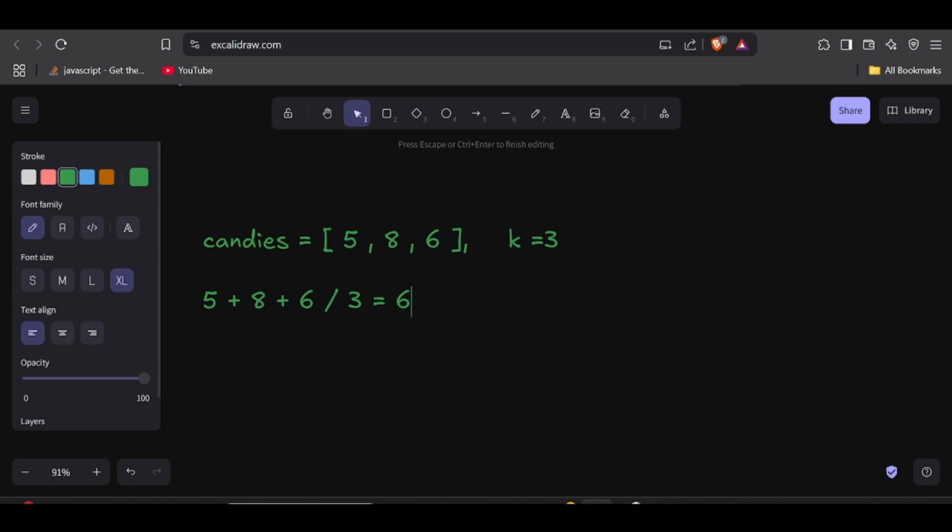The answer is no. Why so? Because if I want to give 6 candies to each child, first of all, I will take 6 candies from the last one. Now I will take 6 candies from this 8, and 2 is remaining. Now I will take 4 candies from the zeroth index. That's how I can give 6 candies to each child, but this is not allowed in this question.